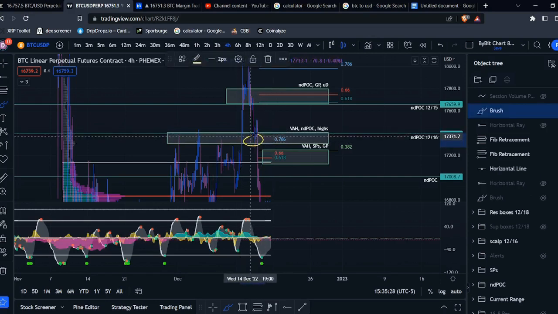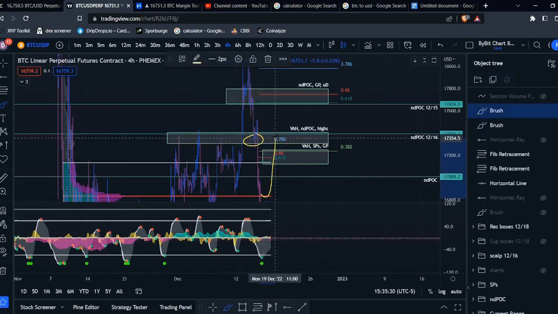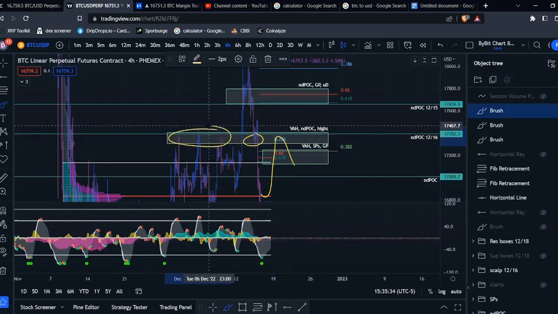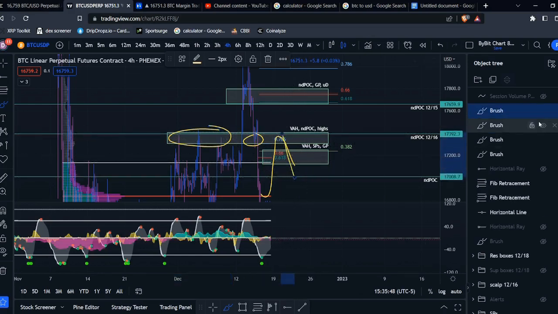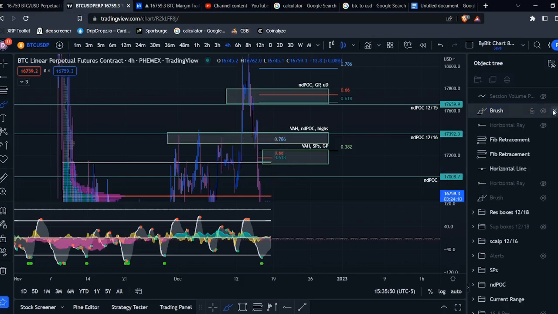So I'm looking for a potential support resistance flip here. It acted as support a little bit here. Now, if we come back up, maybe it'll start acting as resistance again, like it was over here. And it would be nice to come up, get a little rejection off the NDPOC, and then fall back down into the range. That's pretty much what I'm going to be watching there.